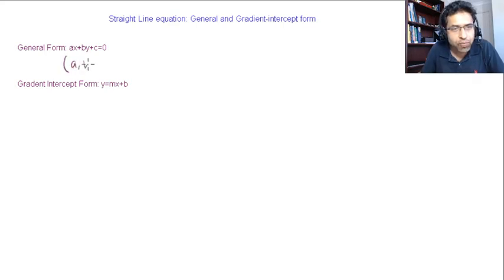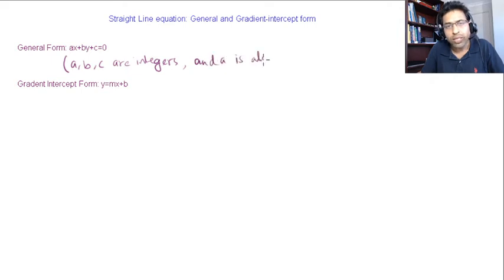So a, b, c are integers. What I'm saying is that a, b, c would always be whole numbers. It cannot be a fraction or decimal. And a is always positive. So we are taking a as positive to make our results consistent.